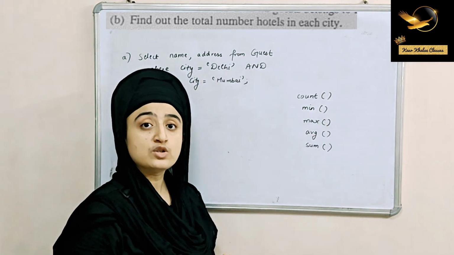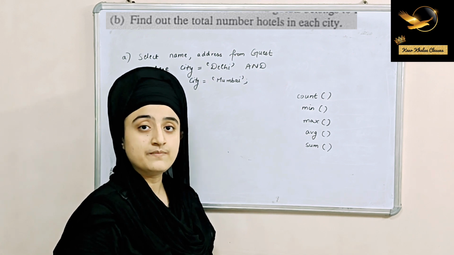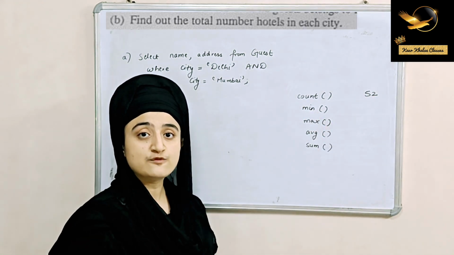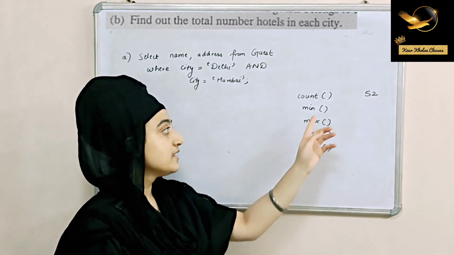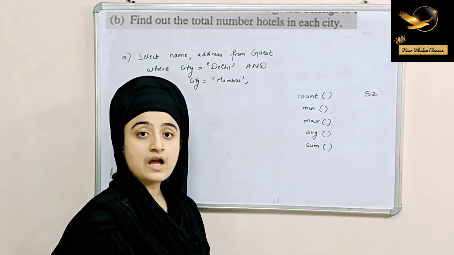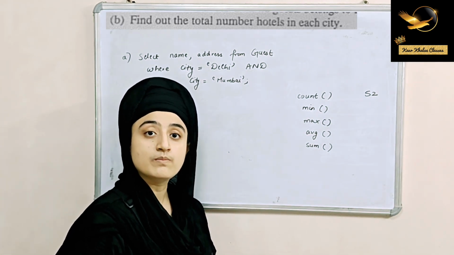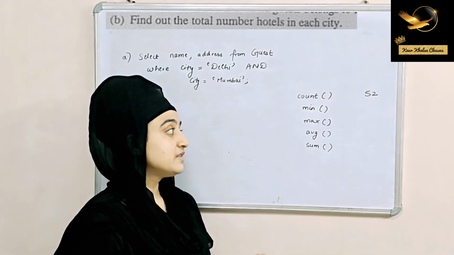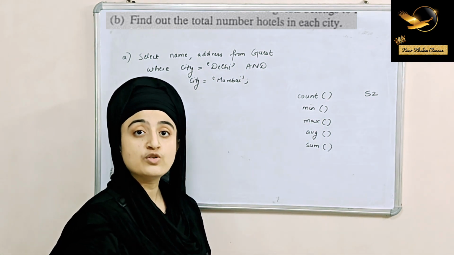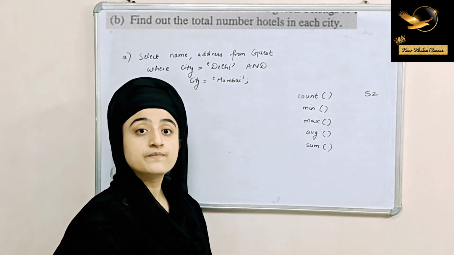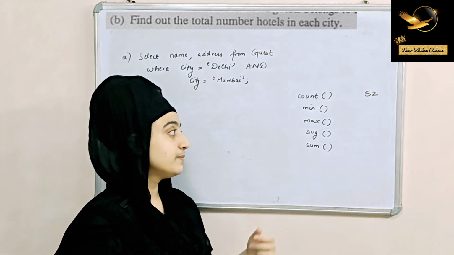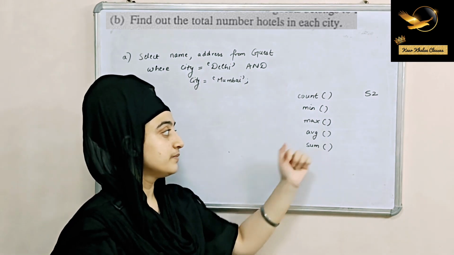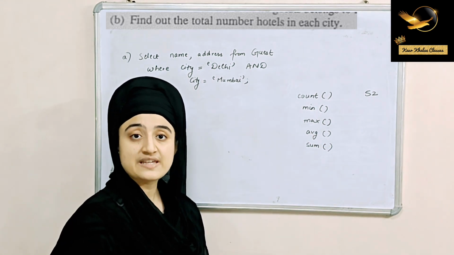This count will count the total number of rows present in the table. Suppose we have around 52 rows, so it will give output as 52. It will count the number of rows. Minimum will give the minimum amount present in any particular column. For example, we have a salary column and we have to find out whose salary is the minimum. Then we will use this minimum aggregate function, or you can say min aggregate function. It will give the minimum salary as the output. Similarly, maximum will give the maximum salary as the output. Average function will find out the average salary.